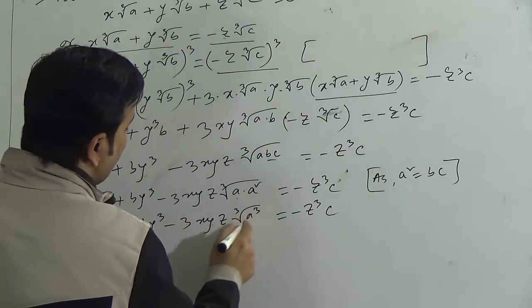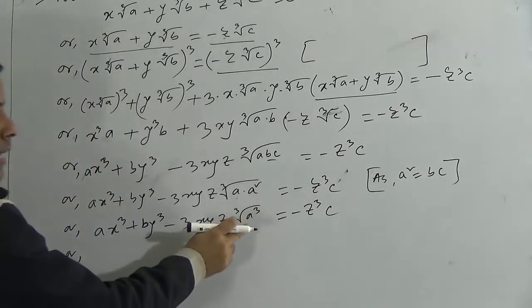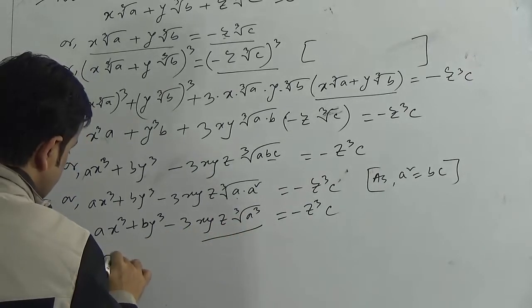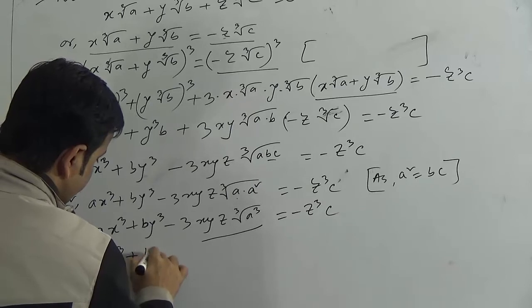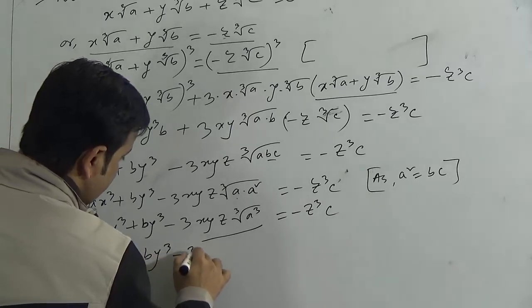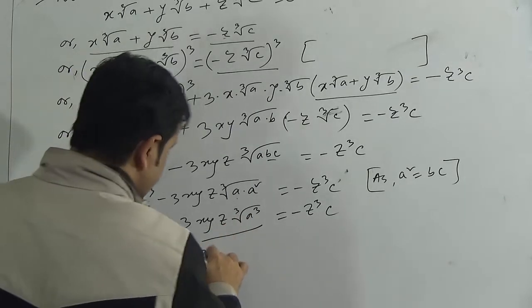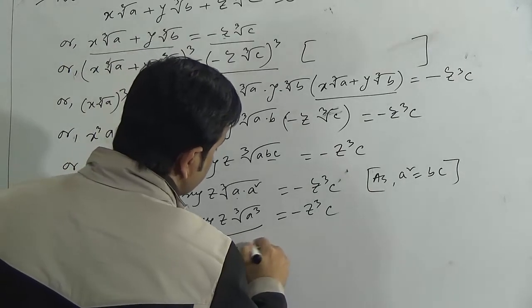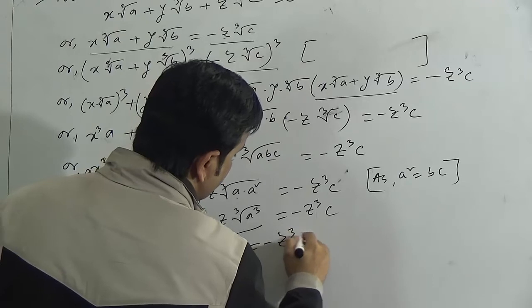Now if you calculate, cubic root and cube will vanish each other. Only a you will get in this term. So you will get here a x cube plus b y cube minus 3 a x y z, that is equal to minus z cube c.